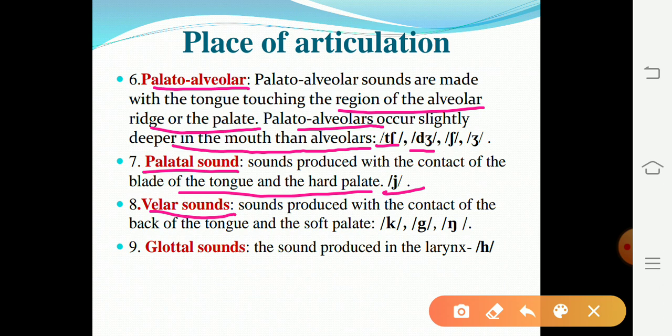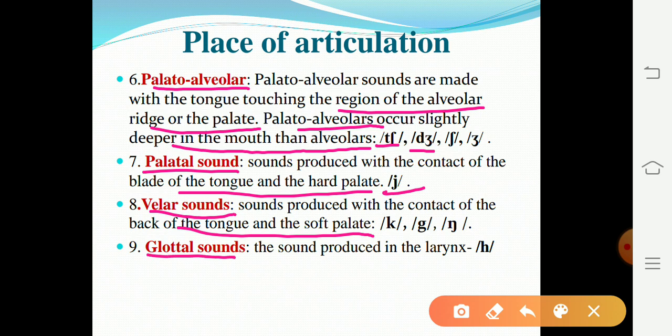Velar sounds. Velar sounds are produced with the contact of the back of the tongue and the soft palate. The back of the tongue is the active articulator and the soft palate is the passive articulator. The sounds are k, g and ng.